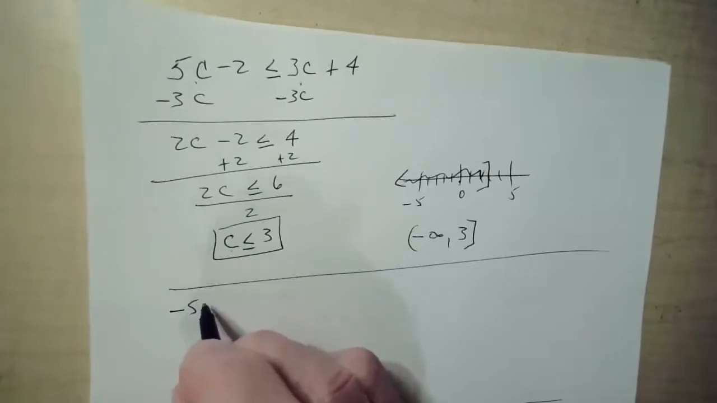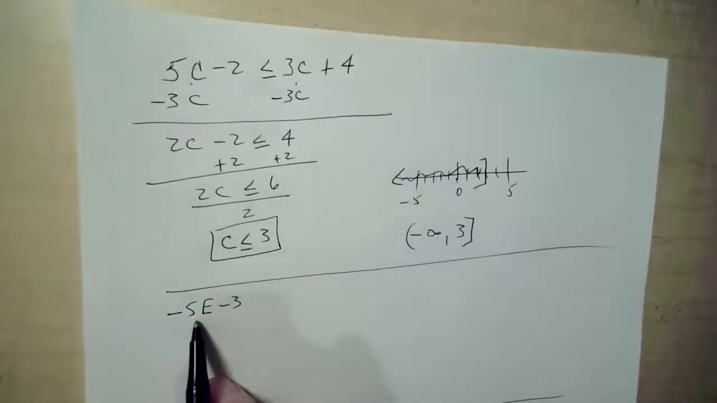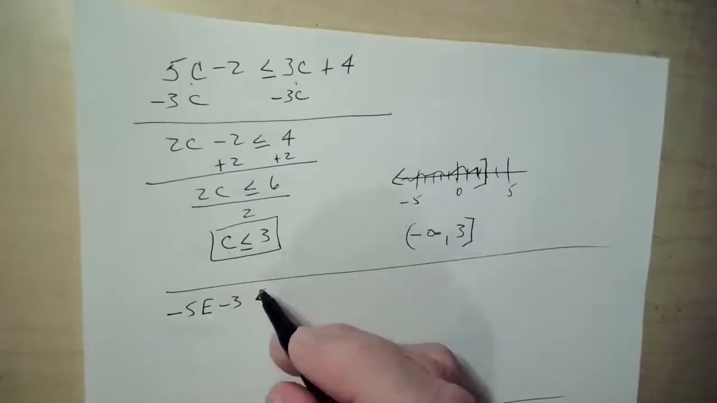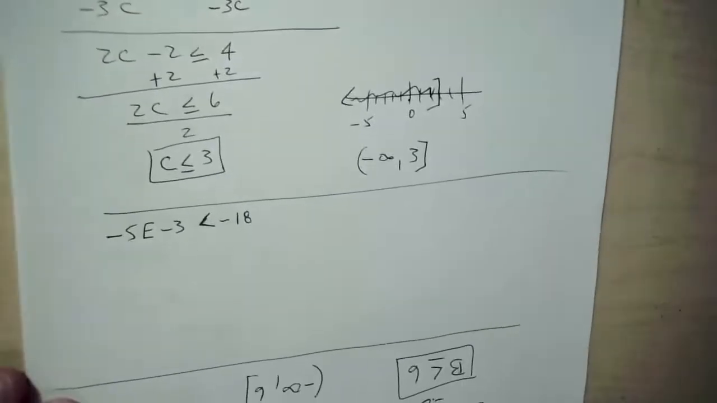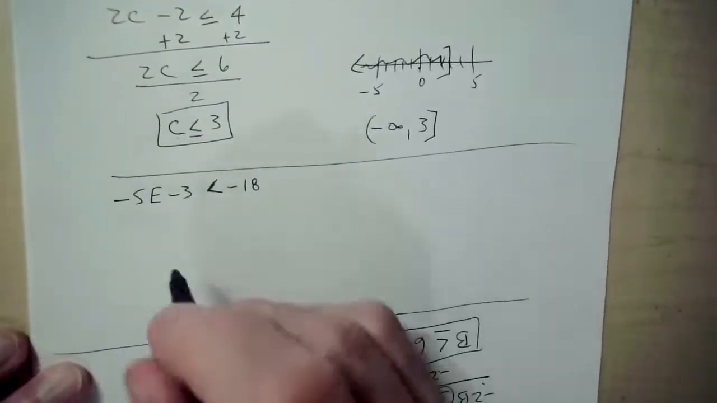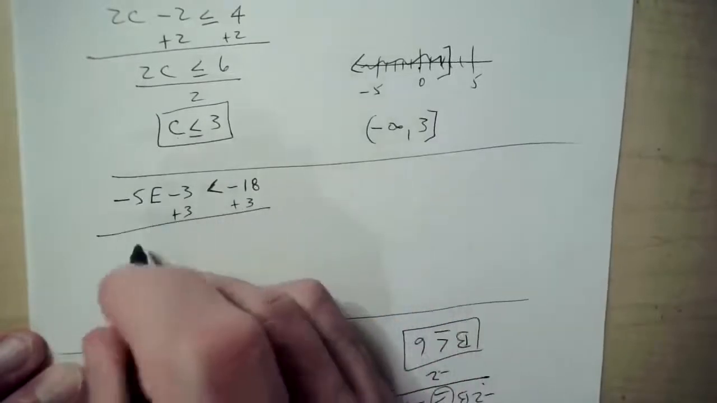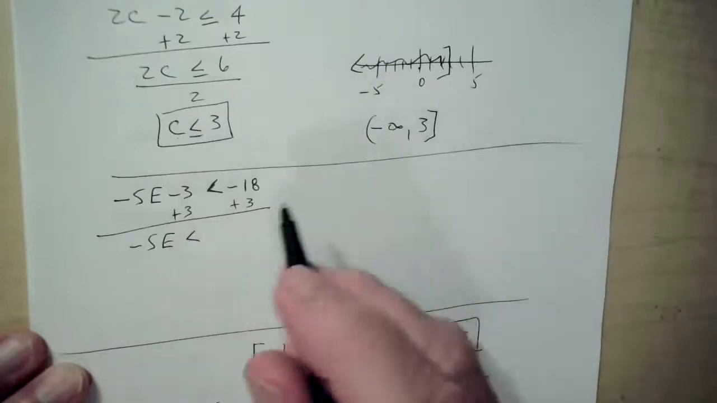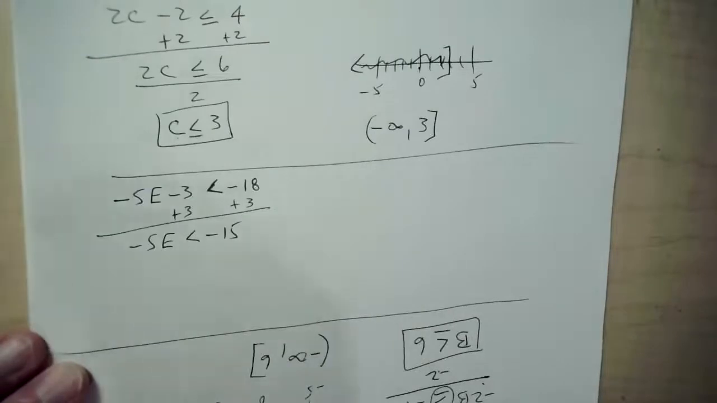Okay, let me do one more. Negative 5e minus 3, less than negative 18. You can see now that we're going to divide by a negative number, so you can get ready that our sign's going to flip. I'm going to add 3 to each side. Negative 5e less than negative 15.